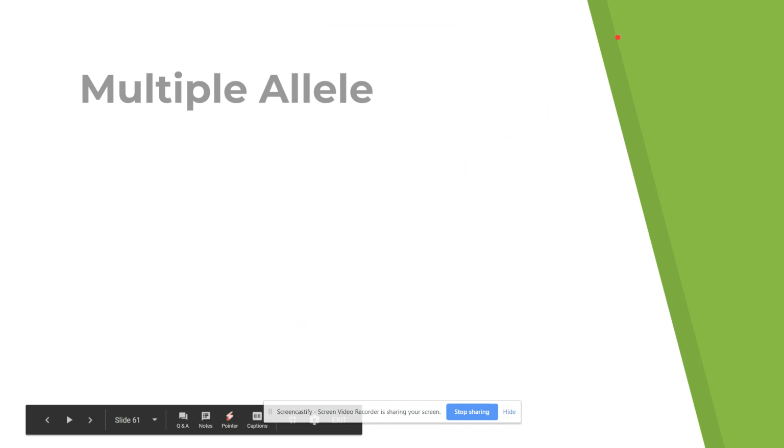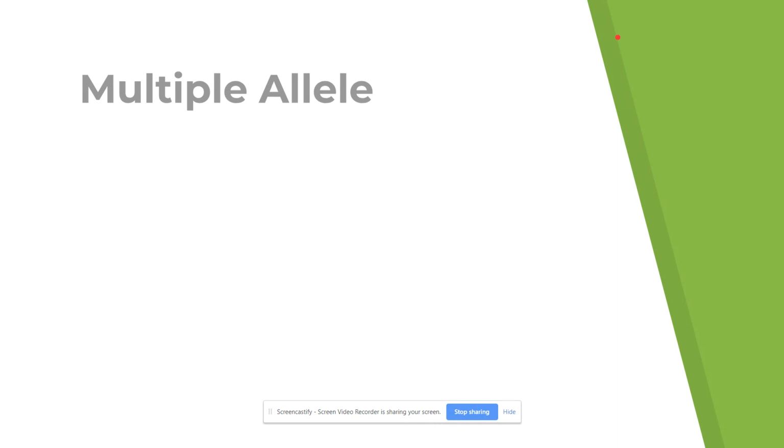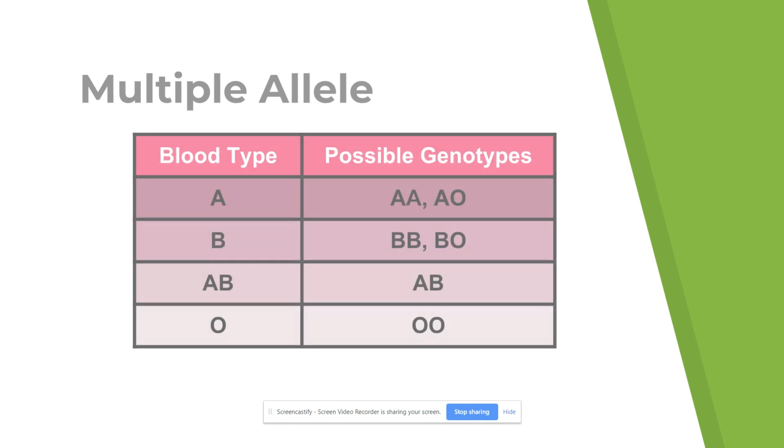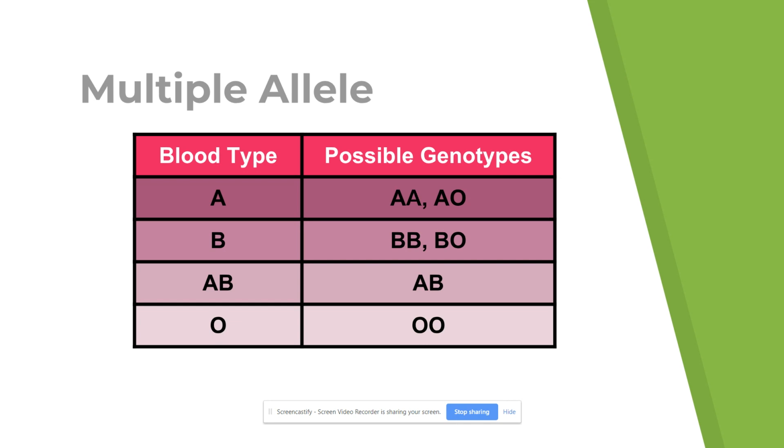In this video, I'm going to talk a little bit about multiple allele traits, and then I'm going to do a multiple allele question. So multiple allele, what we are going to focus on for traits is going to be blood type. Blood type is the ultimate example of a multiple allele trait. This table here shows you the possible genotypes for the 4 blood types.